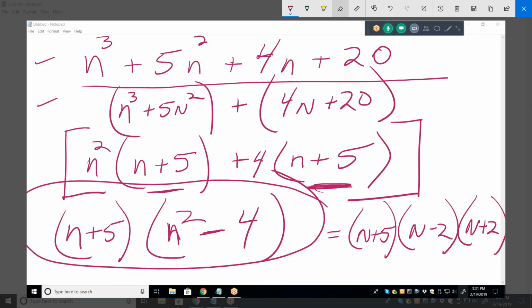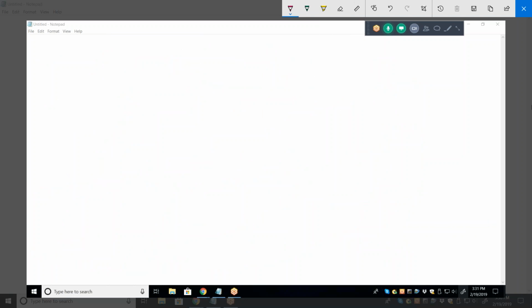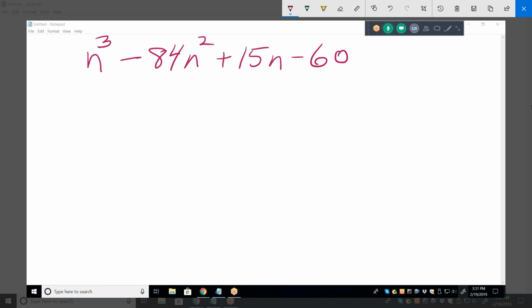All right, what else you got? This looks hard. 21n cubed minus 84n squared plus 15n minus 60.